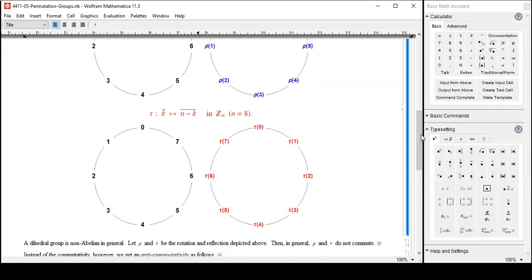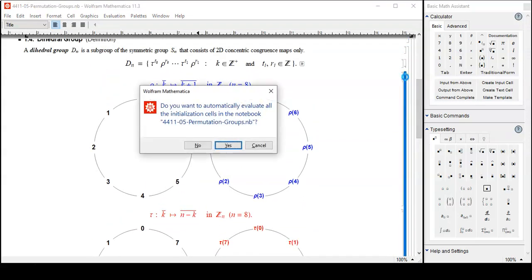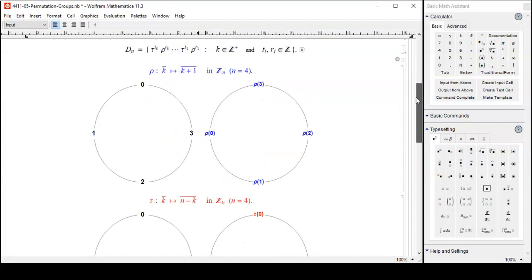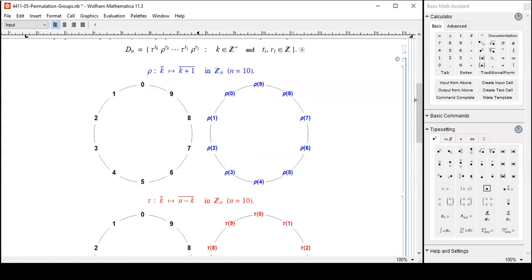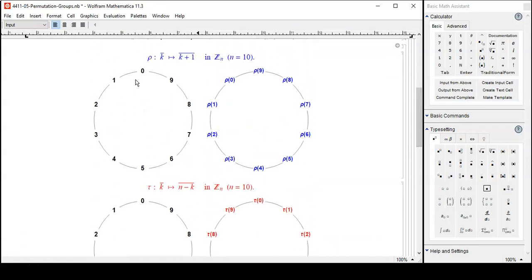And then you can flip around. So k going to negative k, or equivalently n minus k, because n is equal to 0 modulo n. In this case, n is 8. Now this program is randomized, so if you run it again, you're going to get something different. It initializes all the time. In this case, n is 4. Too simple. n is 10. Okay, all right. So we have colored balls or numbered balls from 1 to 9 and form a necklace.